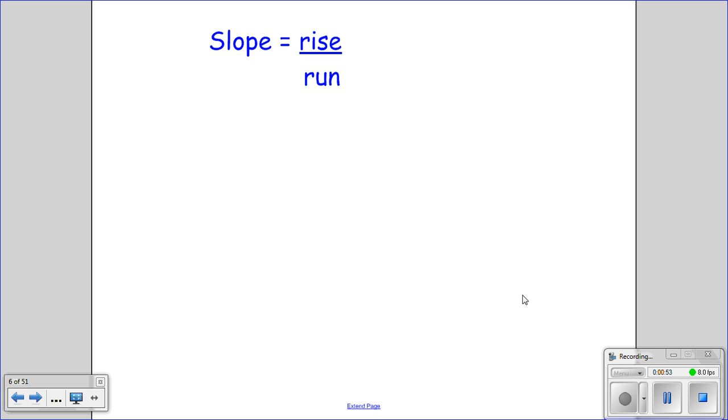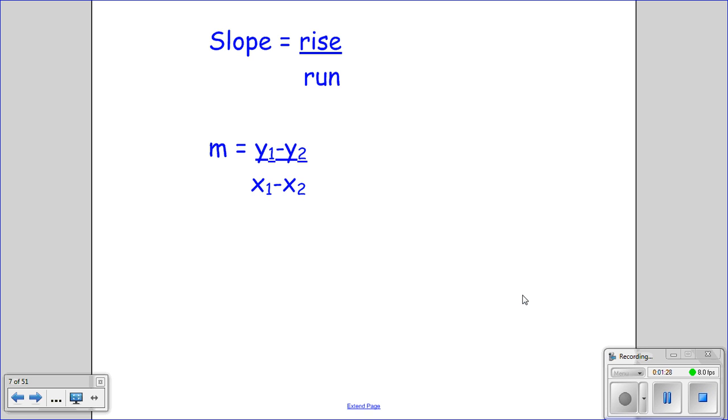Slope is known as the rise over the run, and we can use variables to represent this. M is slope, and then we have our rise being the change in our y's, meaning we will subtract them, y sub 1 minus y sub 2 over the change in our x's. So x sub 1 minus x sub 2. We can flip our variables around and have y sub 2 minus y sub 1 over x sub 2 minus x sub 1. It doesn't matter. You will get the same answer.